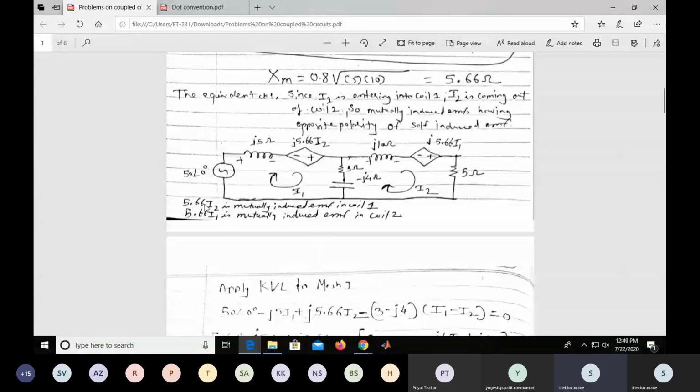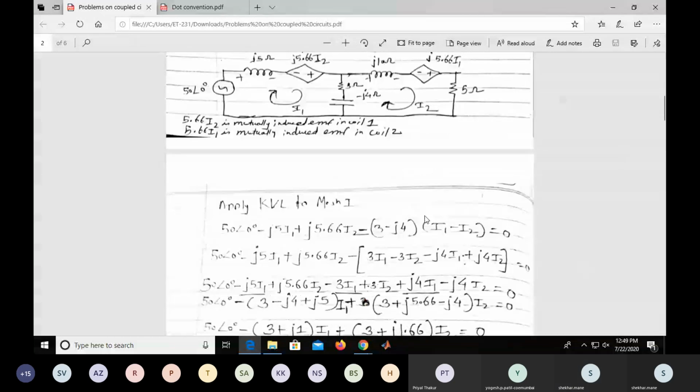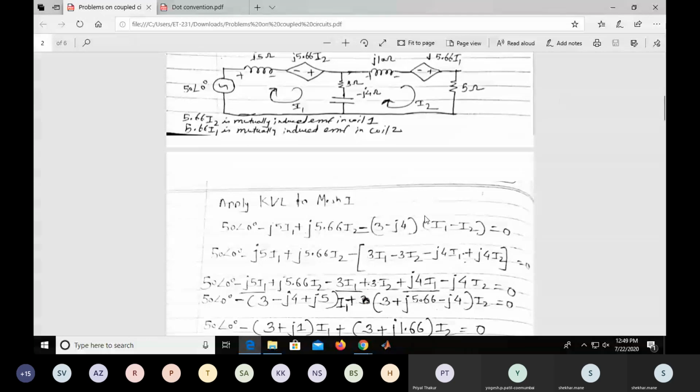Now you can see this 5.66 I2 is the mutually induced EMF in coil 1 and 5.66 I1 is the mutually induced EMF in coil 2, like this. Now apply KVL in mesh 1. So write this positive and negative here across this 50 angle 0, so negative to positive.